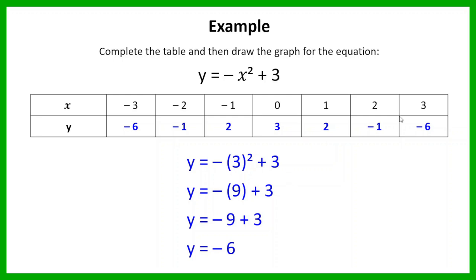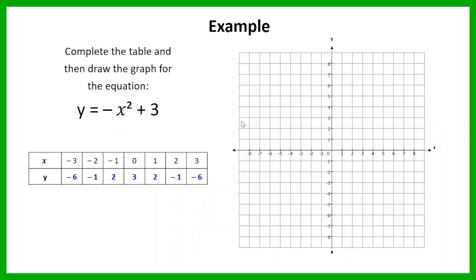Now let's go and have a look at what the graph is going to look like. So over here, I'm going to be plotting on my Cartesian plane. The first point is where x is negative 3 and y is negative 6. So over here, if x is negative 3 and y is negative 6, that's going to be this point down here. Then if x is negative 2 and y is negative 1, it's going to look like that over there. So I've got a point negative 2, negative 1 over there. Then if x is negative 1, y is 2. So that's going to be this point over here. Then if x is 0, y is 3, that's going to be this point over here. Then if x is 1, y is 2. So if x is 1, y is 2, that's this point over here.